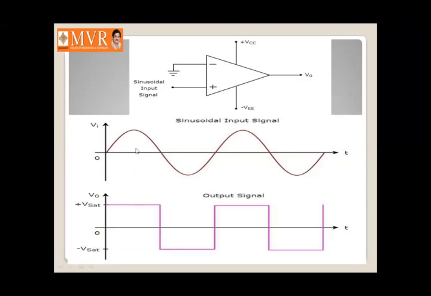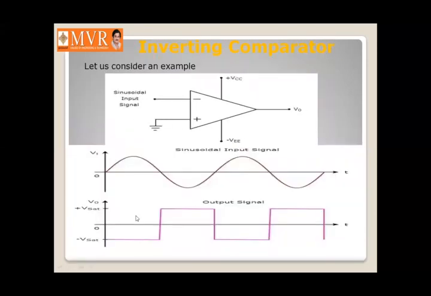So from this circuit, you can observe that during the positive cycle of the input signal, the output is going to stay at plus Vsat. As it is a non-inverting comparator, the output will be positive when the input is positive, and the output will be negative when the input is negative. In case of inverting, when the input is positive, the output will be negative Vsat. So this is nothing but inversion, an inversion operation has been done here, so it is called an inverting comparator.